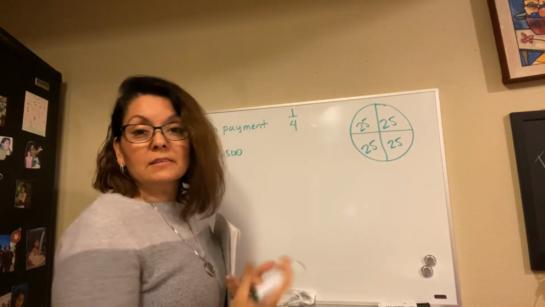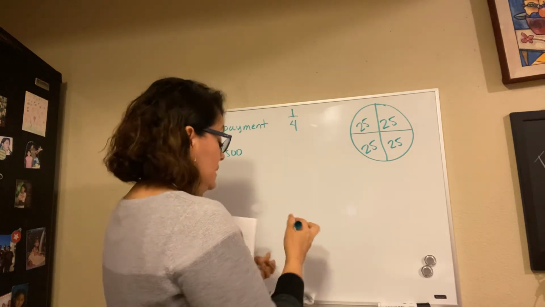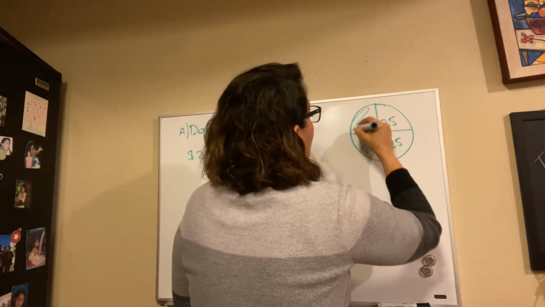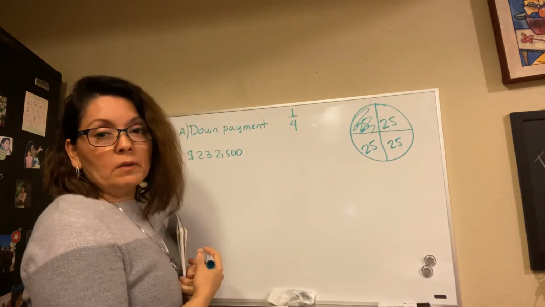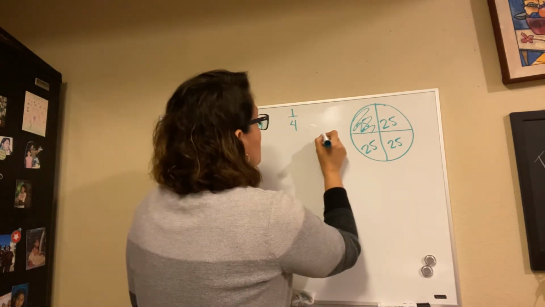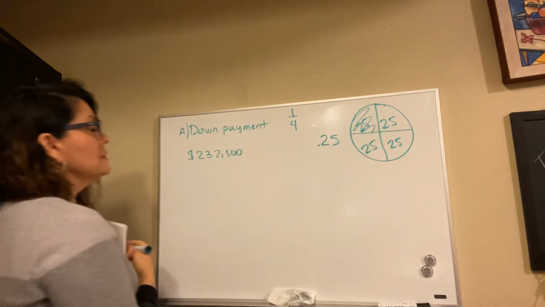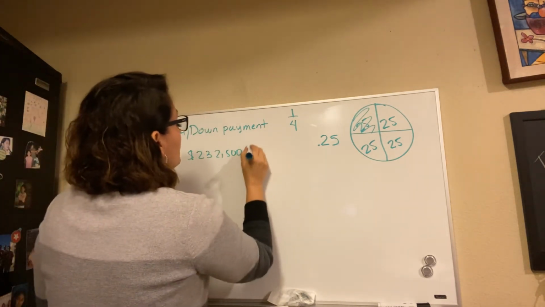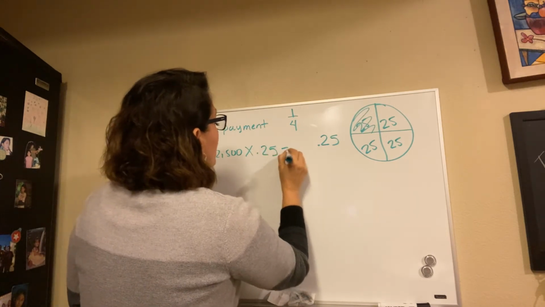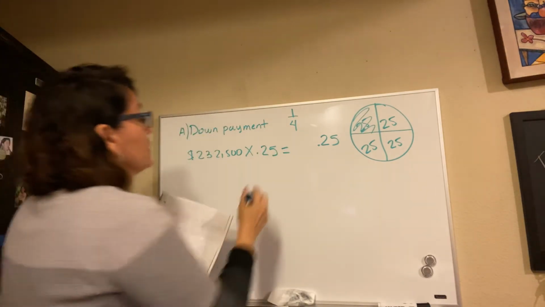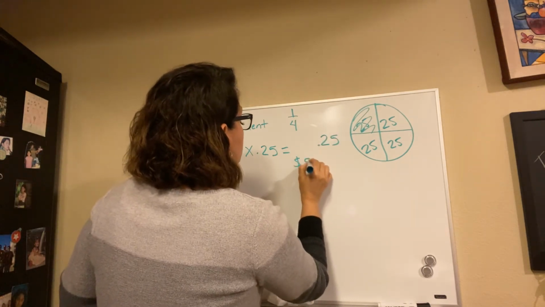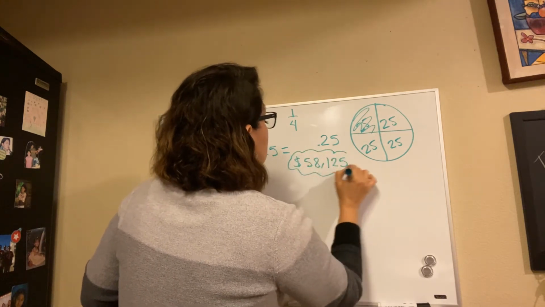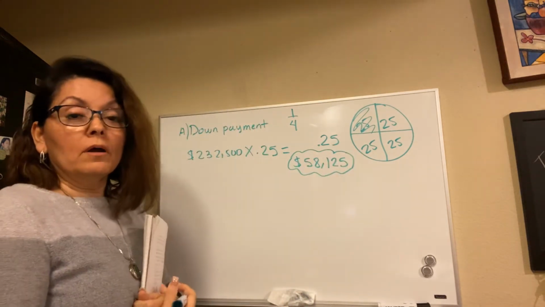So I'm going to find $1. But here it says I'm going to grab just 1 out of the 4. So I'm grabbing this one. What amount am I grabbing? 25. So it is going to be 25 cents, 0.25. So I'm going to multiply by 0.25. It is going to give me 58,125. That is the down payment that these people are going to pay.